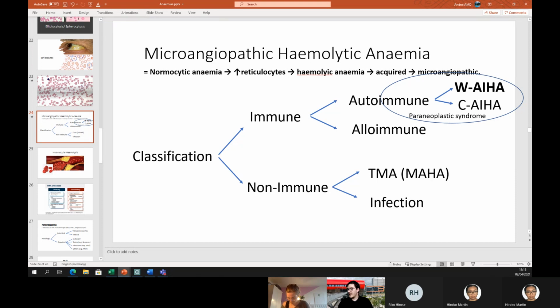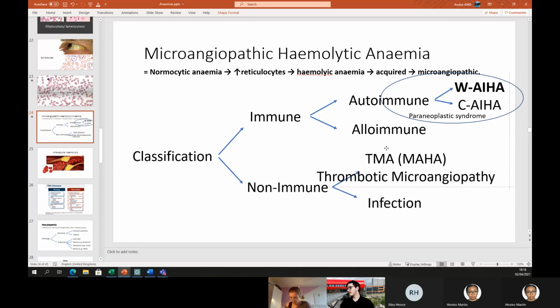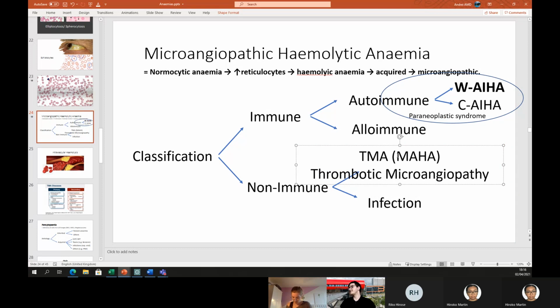Next up, you have non-immune, and here there's two classes, namely thrombotic microangiopathy. I'm just gonna put it down here. So thrombotic microangiopathy. This is not one type of anemia, this is not one diagnosis. It's rather like a syndrome, a group of diagnoses. And TMA is the term we use nowadays. MAHA, or microangiopathic hemolytic anemia, was the term that was used previously.